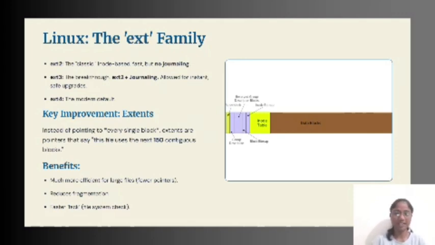In short, ext2 is simple and fast, but has no journaling. ext3 added journaling and is more reliable. ext4 is the fastest, most efficient, and great for big files. So the ext family shows how Linux file systems have evolved, becoming more powerful and reliable over time.